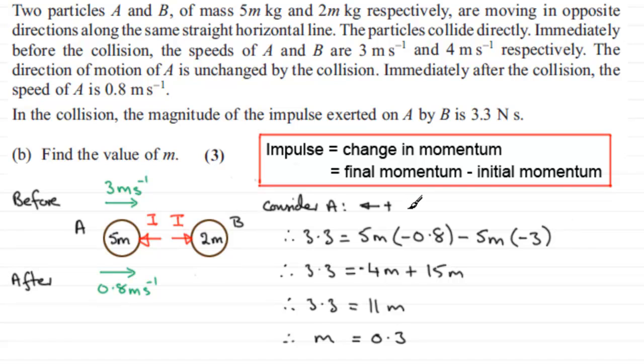Now do try an experiment. Take to the right as positive. If you did do that, what you will have is minus 3.3 here, equals 5m times 0.8 minus 5m times plus 3. What will happen is though that you should still be able to work it through, and m will still turn out to be plus 0.3. Obviously it's got to be a positive value, but you should get m is 0.3. So do check that out. It pays to experiment.